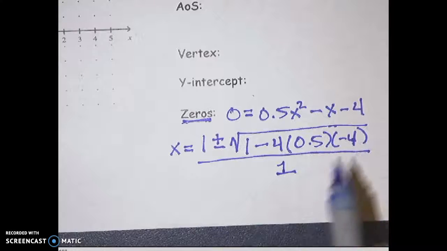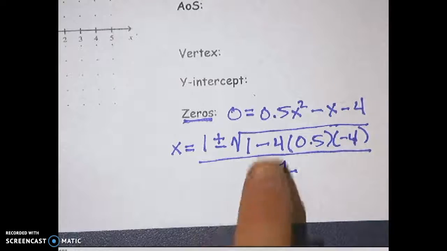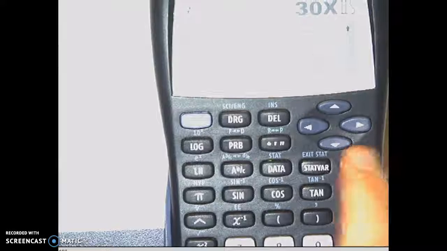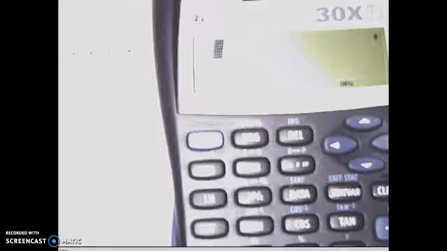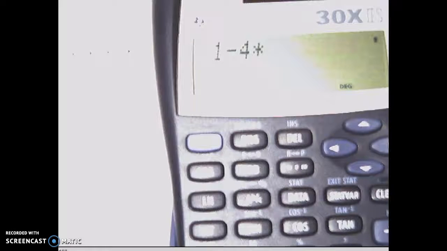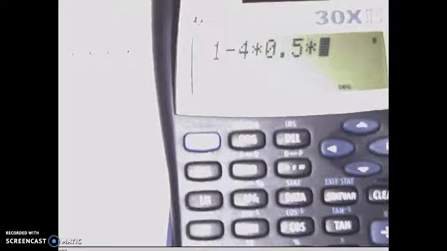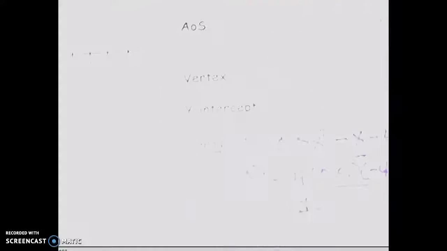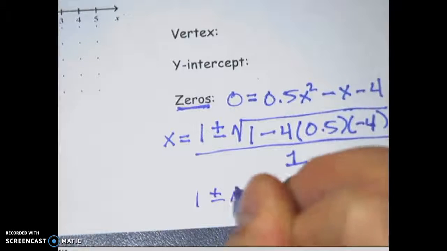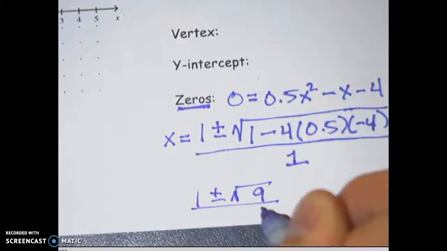At this point, you just type in your calculator. I like to type in the inside of the square root first. So if I just grab that and type in 1 minus 4 times a times c, the inside of mine would be 9. And so I just rewrite this as 1 plus or minus the square root of 9, all divided by 1.